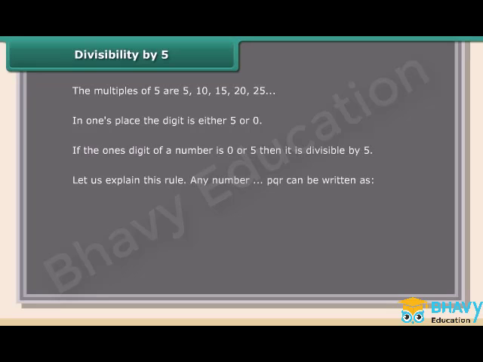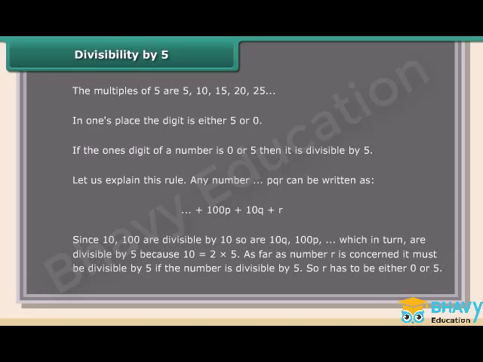Any number PQR can be written as 100P plus 10Q plus R. Since 10 and 100 are divisible by 10, so are 10Q, 100P and so on, which in turn are divisible by 5 because 10 is equal to 2 into 5. As far as the number R is concerned, it must be divisible by 5 if the number is divisible by 5. So, R has to be either 0 or 5.